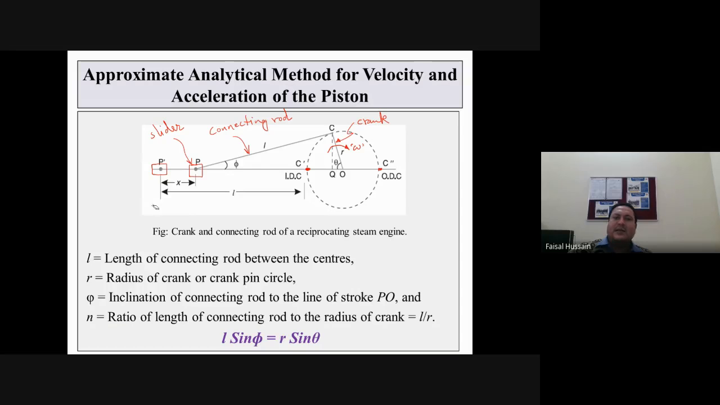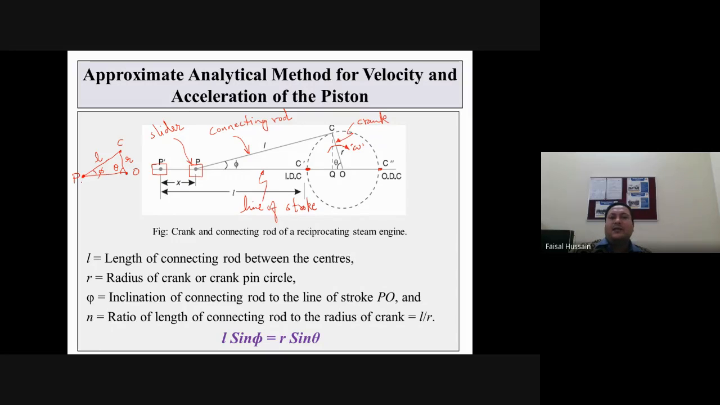Similarly, L is the length of the connecting rod, R is the radius of the crank, theta is the angle of the crank with respect to the line of stroke. This is your line of stroke, and phi is the angle of inclination of the connecting rod to the line of stroke PO. So if I draw a very important equation, for example, let us consider this position of slider P. This is your C and this is your O. This angle is phi, this angle is theta, this is L and this is R.